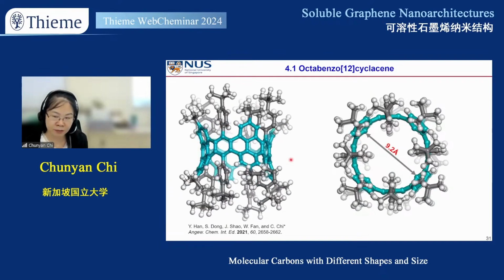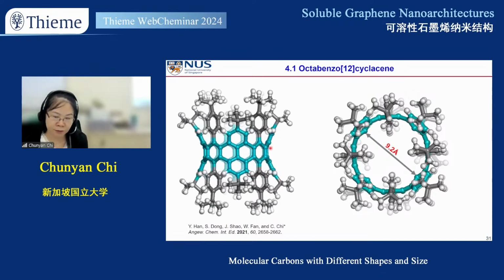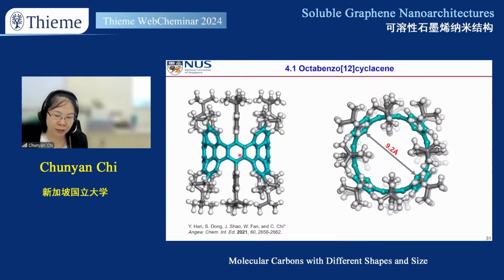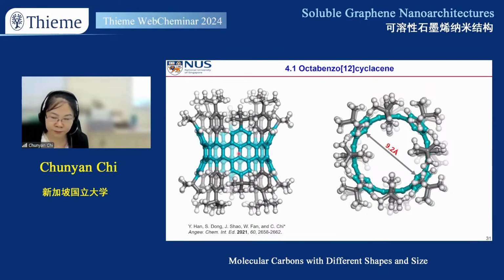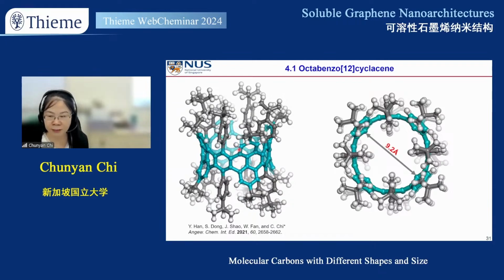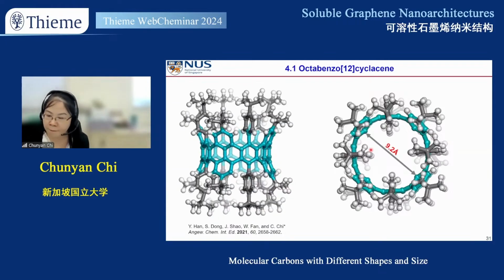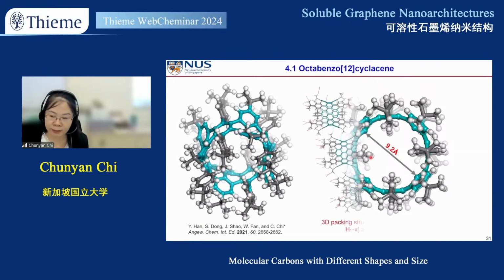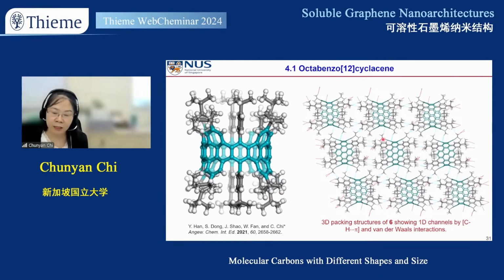The phenylenes are by the belt. So this molecule actually has a high strain. So this is the reason why the reaction yield is low. The diameter of this molecule is about 9.2 angstrom. And this is the 3D packing structure. It shows 1D interactions.